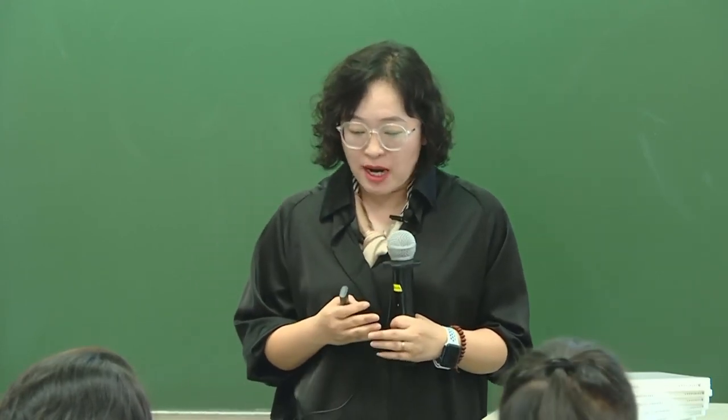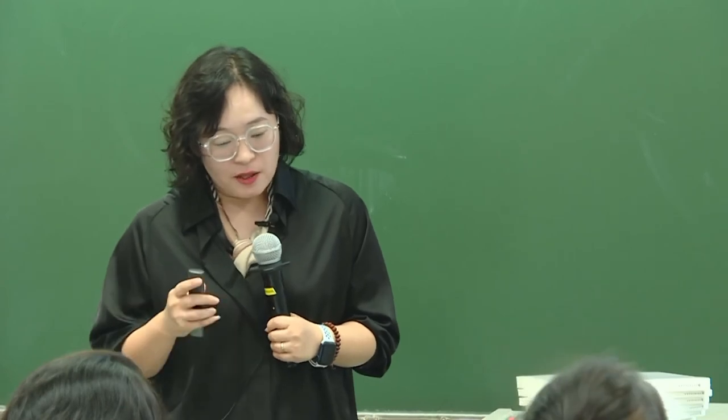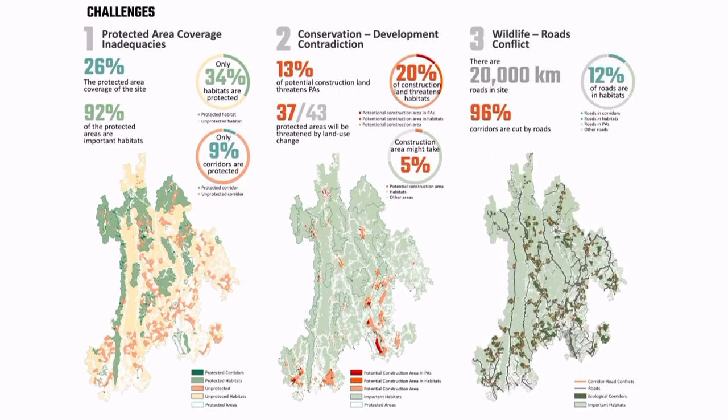The second, there are potential conflicts between urban development and biodiversity conservation. 13% of the potential construction land threatened the protected areas, and 20% of the construction land threatened the important habitat. So plus them, 33% of the potential construction area will threaten the wildlife and the protected areas. The last one is the road construction has caused the fragmentation of the wildlife habitats. 96% of the potential corridors are cut by the roads. So let's see our proposal.